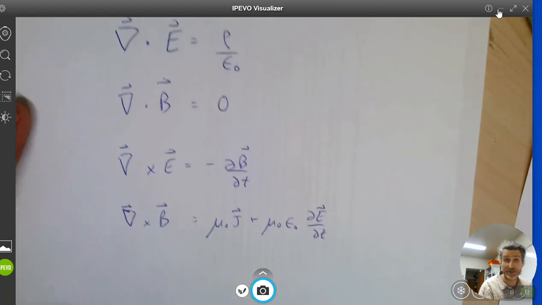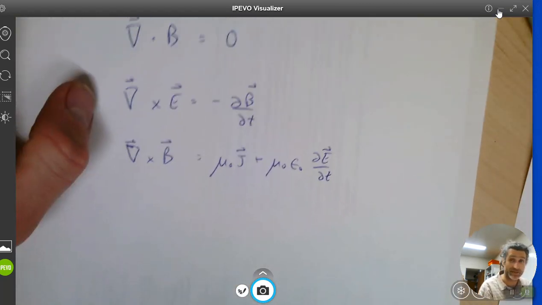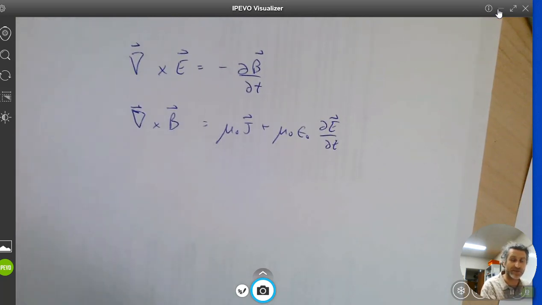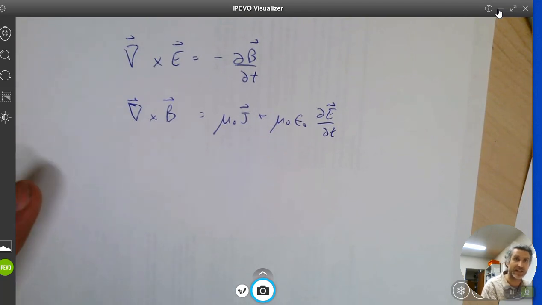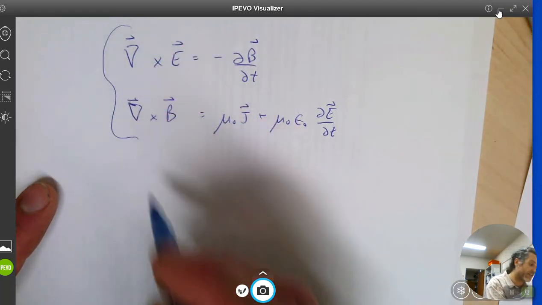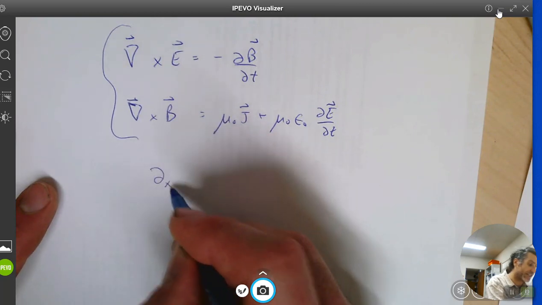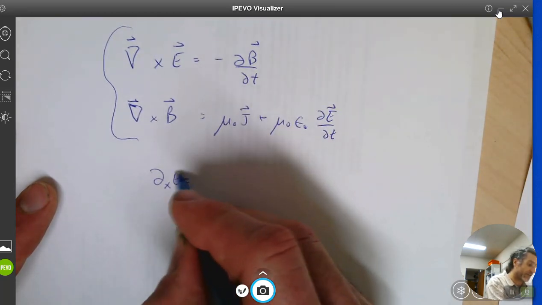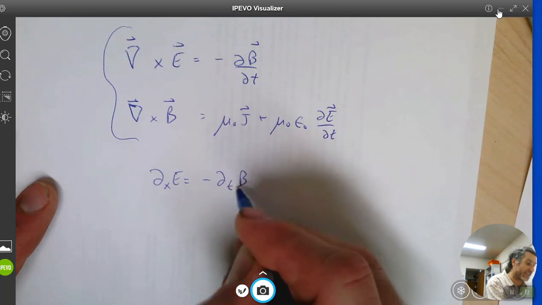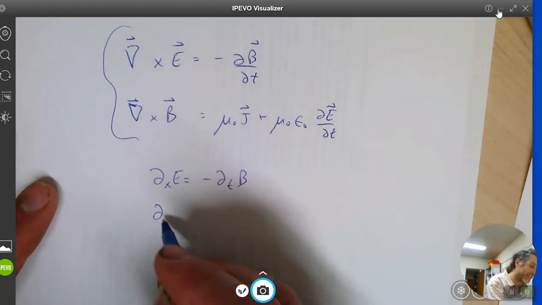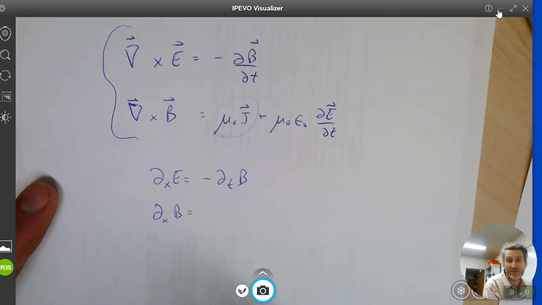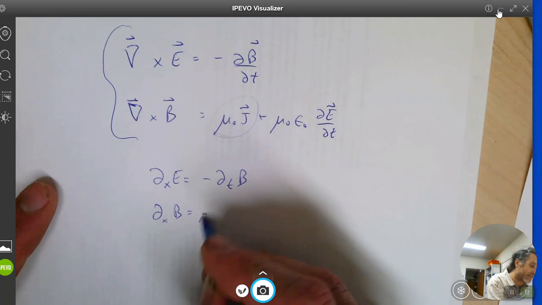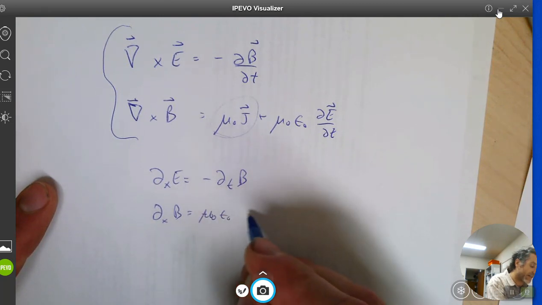But I wanted to show you something that's really cool, and it's going to be a little sloppy, but we're going to do it so that we can see the origin of electromagnetic waves, and this will give us a hint. If you look at these equations here, this is like a d by dx of electric field equal to minus d by dt of magnetic field, and this is like a d by dx of magnetic field equal to, in space there's no J because there's no stuff, but I can rewrite this as mu naught epsilon naught times d by dt of E.